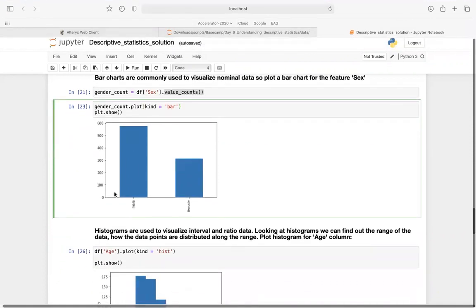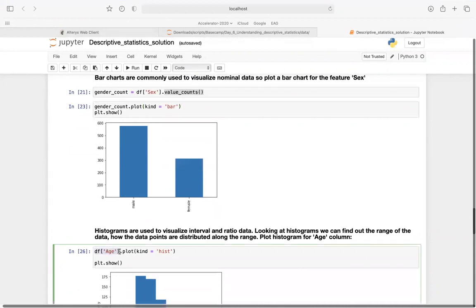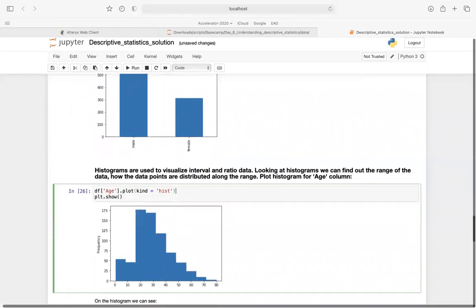So if you quickly look at it, df of age dot plot. I'm directly utilizing the data frame object along with its column name dot plot kind. I'm just saying what type of graph I want. I'm simply saying hist, which is a short form for histogram, and I'm just saying plt dot show. And this is how I get it.